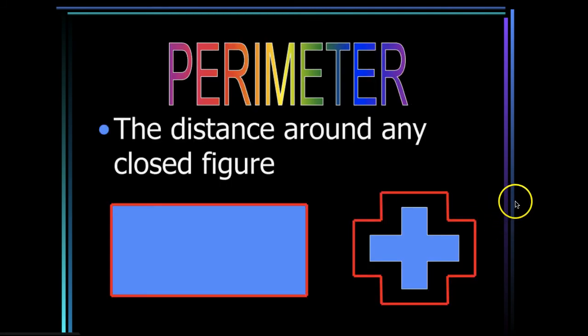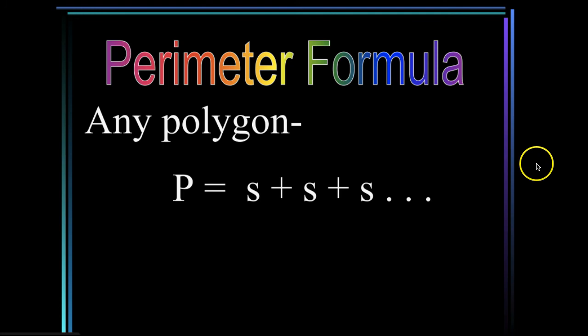With perimeter, perimeter is the distance around a closed figure. So this red line here is the perimeter of the figure. The perimeter formula for any polygon is perimeter equals side plus side plus side. And if there are more sides, then you add more sides.